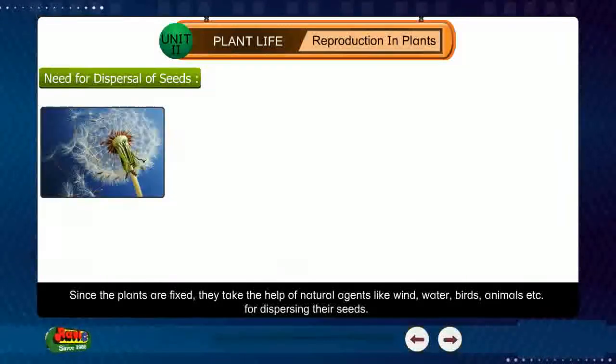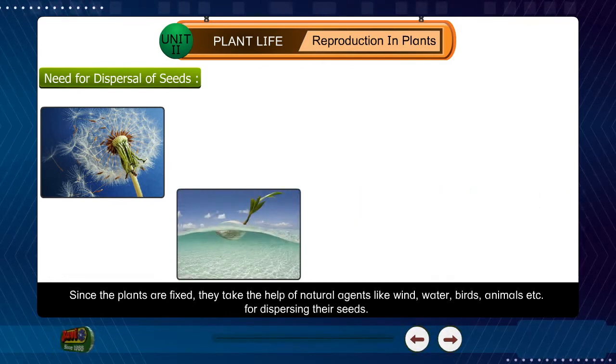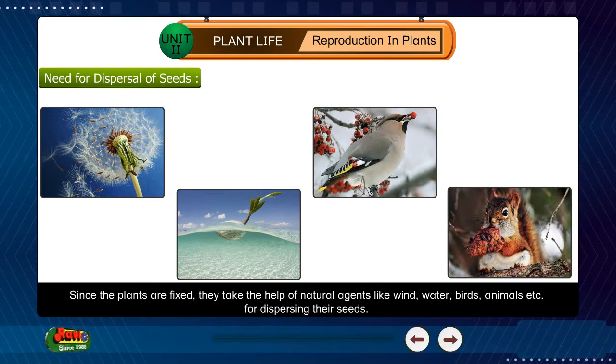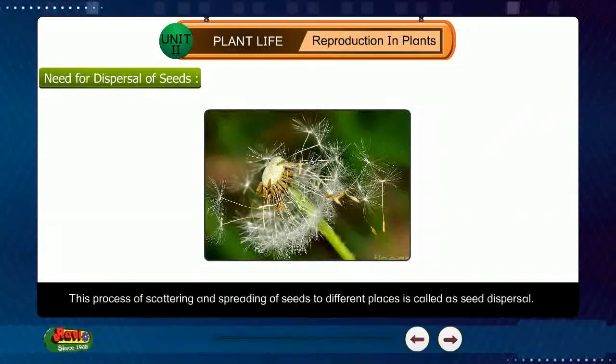Since the plants are fixed, they take the help of natural agents like wind, water, birds, animals, etc. for dispersing their seeds. This process of scattering and spreading of seeds to different places is called seed dispersal.